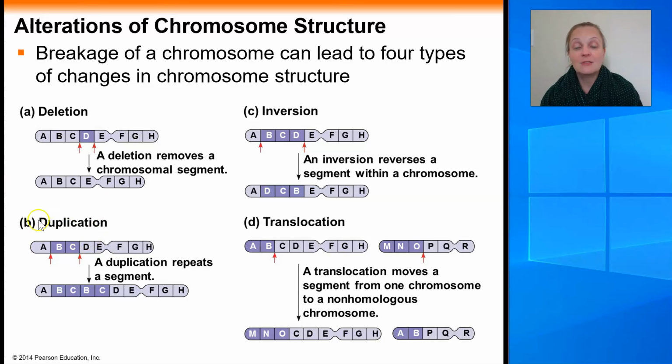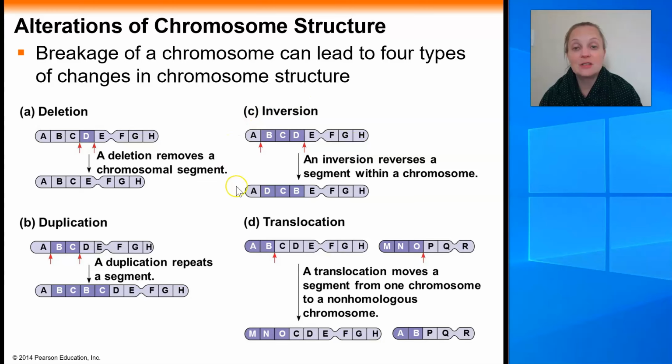You can also have duplication. So in this case, you'll notice segment B and C here has been repeated twice. And again, in this case, you would have extra copies of all those genes that are located in segments B and C. And so for both deletion and duplication, it's pretty obvious that you're changing the gene dosage. You're having either too many copies of certain genes or too few copies. And again, this imbalance creates problems for the cell.